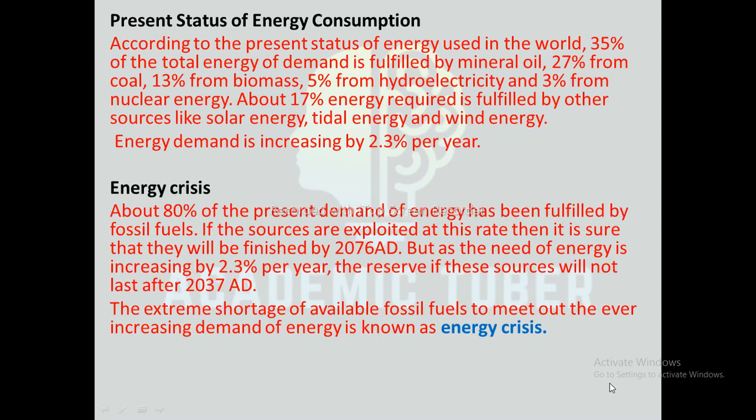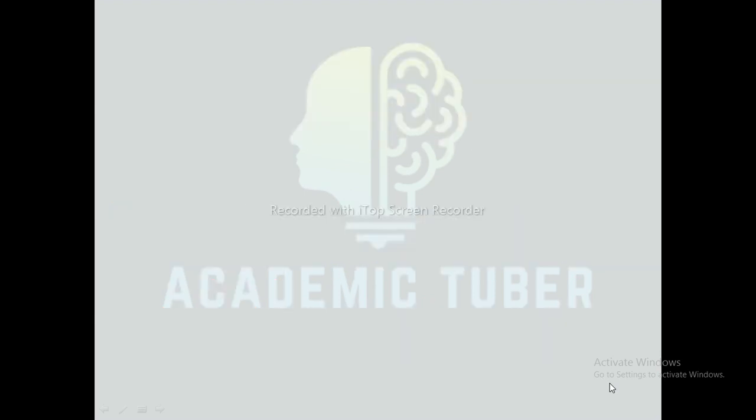Energy crisis. About 80% of the present demand of energy has been fulfilled by fossil fuel. If the sources are exploited at this rate, then it is sure that they will be finished by 2076 AD. But as the need of energy is increasing by 2.3% per year, the reserve of these sources will not last after 2037 AD. The extreme shortage of available fossil fuel to meet the ever-increasing demand of energy is known as energy crisis.